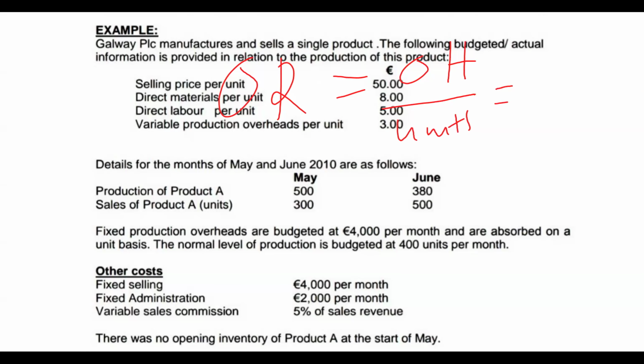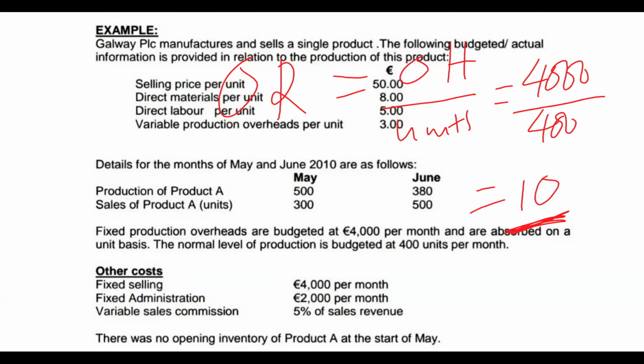All right, so we go ahead. We are told that the fixed production overhead is 4,000, divided by the number of units that are available for absorption, and this is 400, so this gives us 10. So 10 is the rate at which the overheads are being absorbed. Once you're done finding the rate, then we can go ahead and find the under absorption or over absorption.